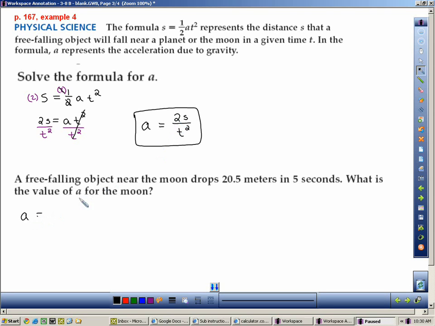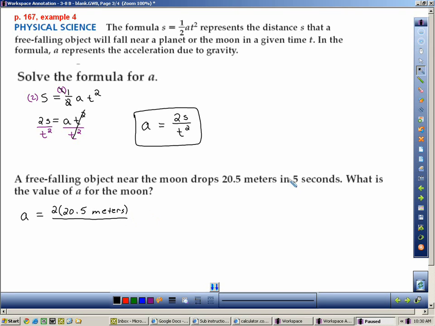The number 2 remains a 2, but now for S, which we set up at the top, represents the free-falling object, the distance the free-falling object will fall. So I'm going to use the distance of 20.5. And now I'm going to include the units. I'm going to use the word meters here. This is dimensional analysis. This is when you include the units in your actual computation.